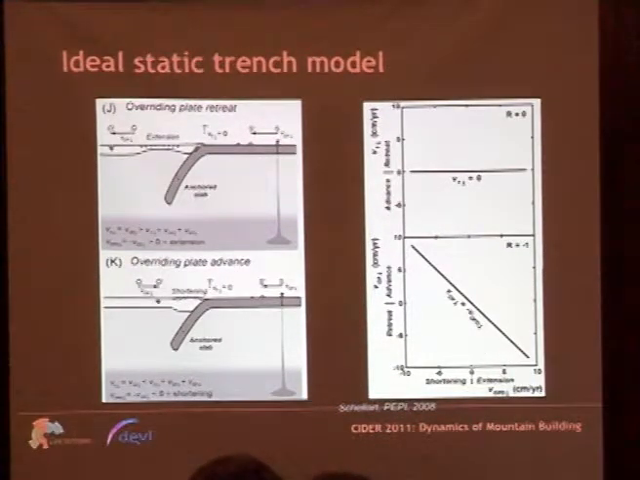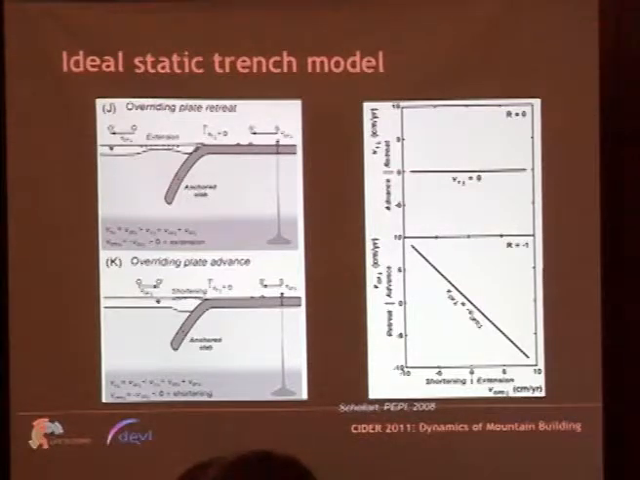And then in this case, there's a static trench. So let's imagine that the trench doesn't move, and the overriding plate can move away from the trench at exactly the same speed that the subducting plate moves, and then we won't have any relative trench motion, but we'll still have subduction. It's just that it is moving exactly along the same path, and so it's kind of anchored in a sense.